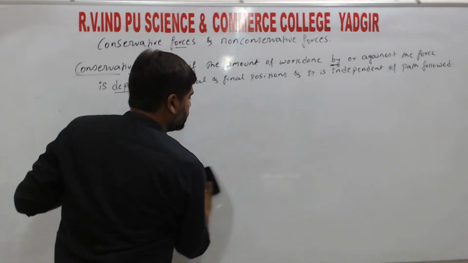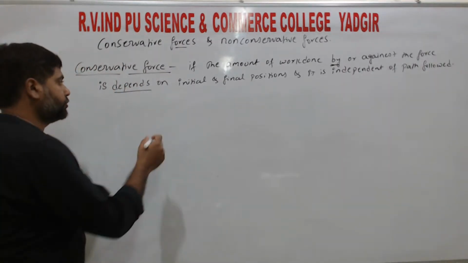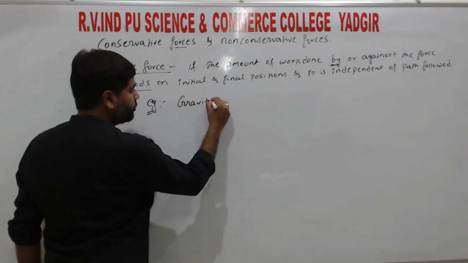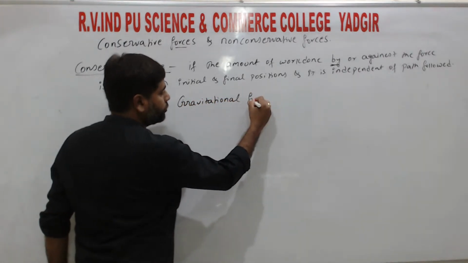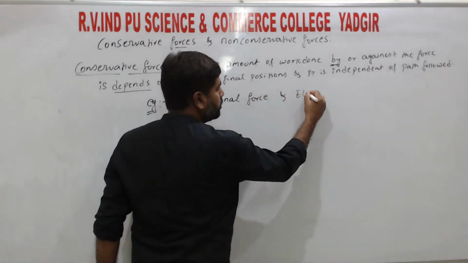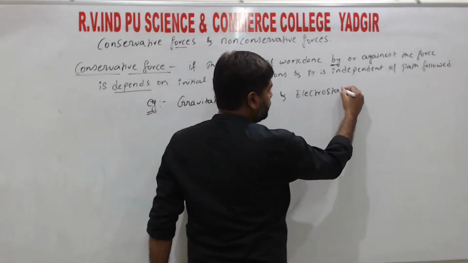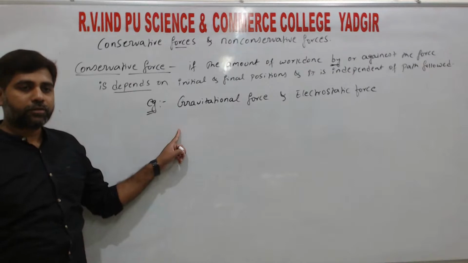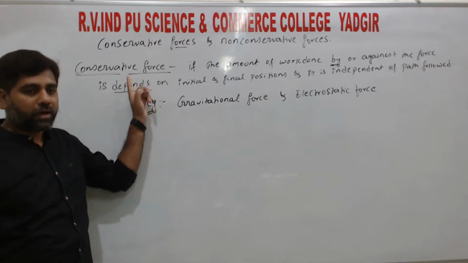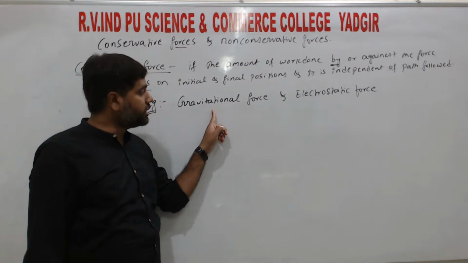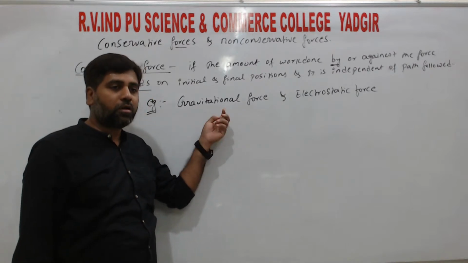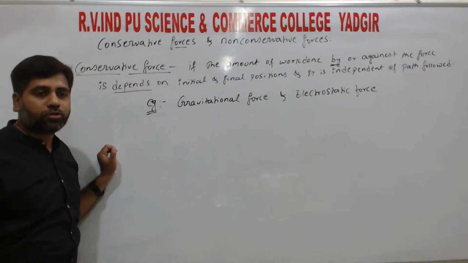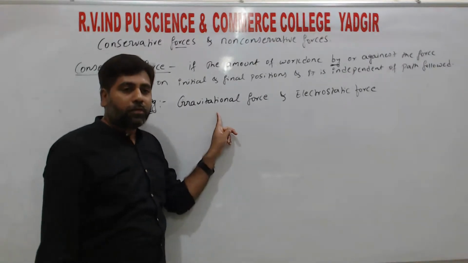Examples for the conservative force: gravitational force and electrostatic force, right? So these are the two examples for the conservative force. The gravitational force also depends on the initial and final position of the object, right? So the work done purely depends on the initial and final position of the object and it is independent of the path followed by the object.